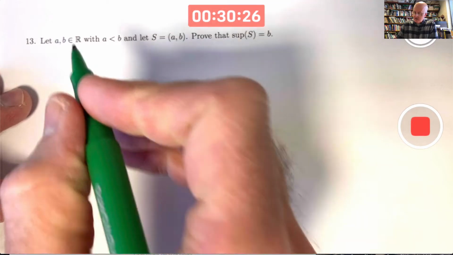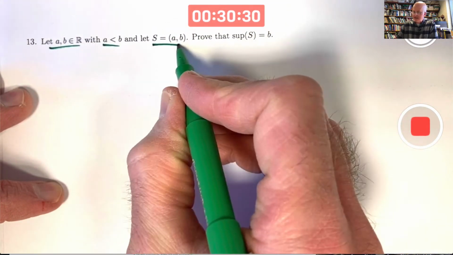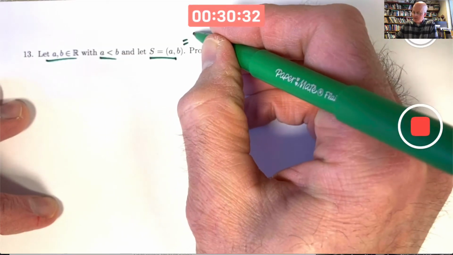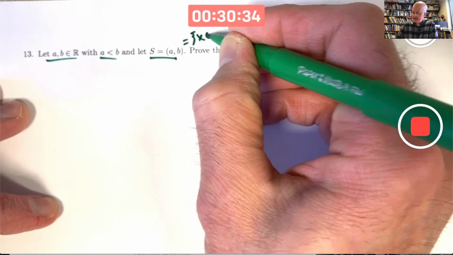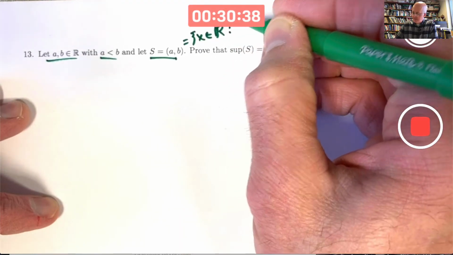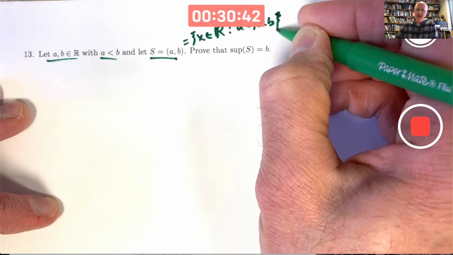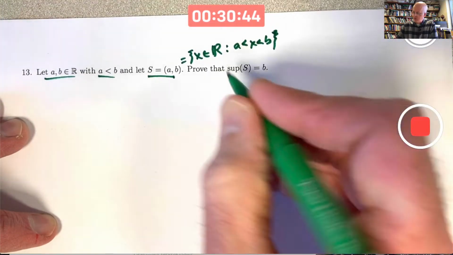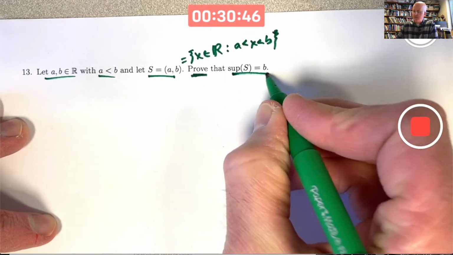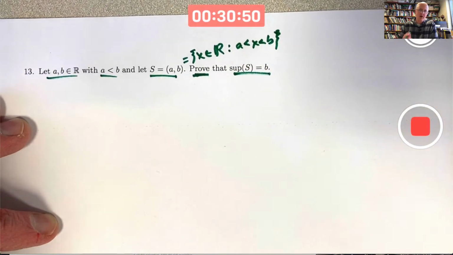All right, first one. Let a and b be real numbers with a less than b, and let S be this open interval. That's notation for the set of all x in the real numbers with the property that x is strictly between a and b. Open interval. Prove that the supremum of S is the right endpoint b, even though b is not part of the set S.